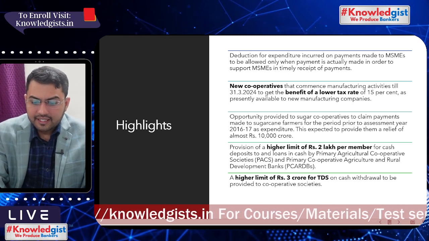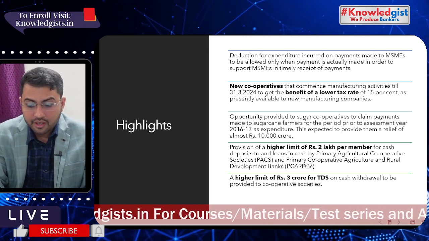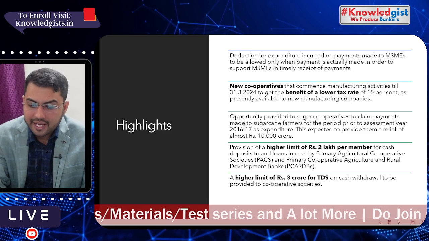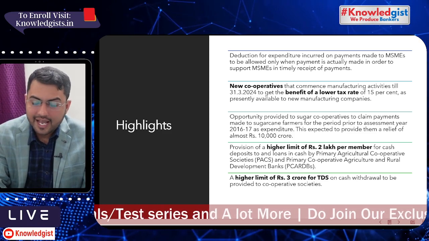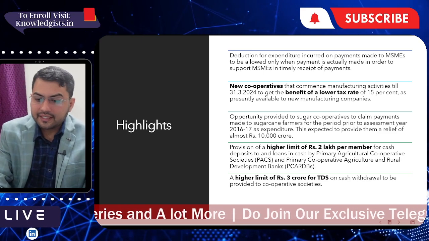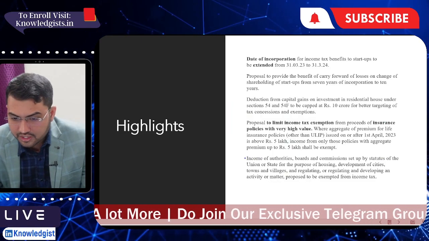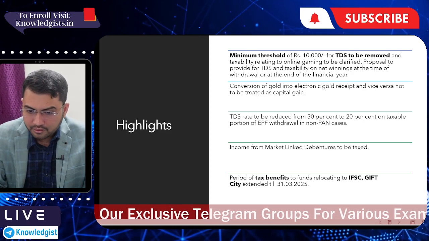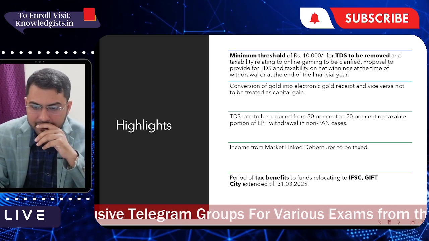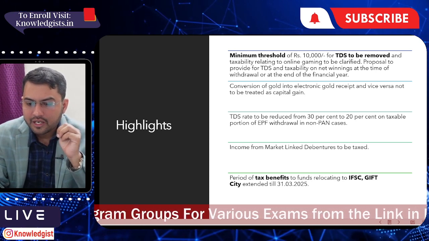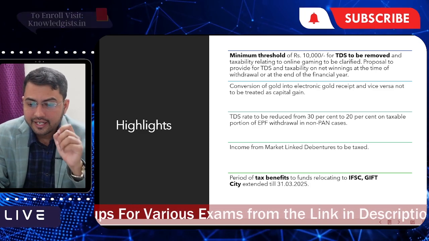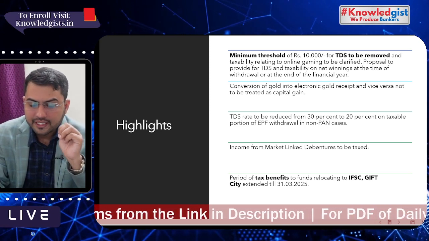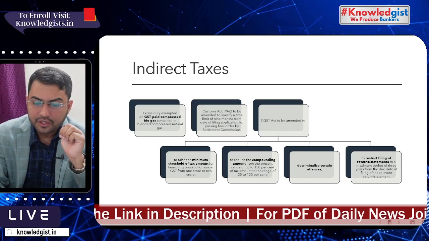Some other highlights: a higher limit of rupees 3 crore for TDS on cash withdrawal is to be provided to cooperative societies. A higher limit of rupees 2 lakh per member for cash deposit in cooperative societies. There is not much to discuss on the indirect tax regime; you find the PDF and go into it. The minimum threshold of rupees 10,000 for TDS is to be removed, and taxability related to online gaming is to be clarified. The period of tax benefits for IFSC GIFT City is extended to 31st March 2025.